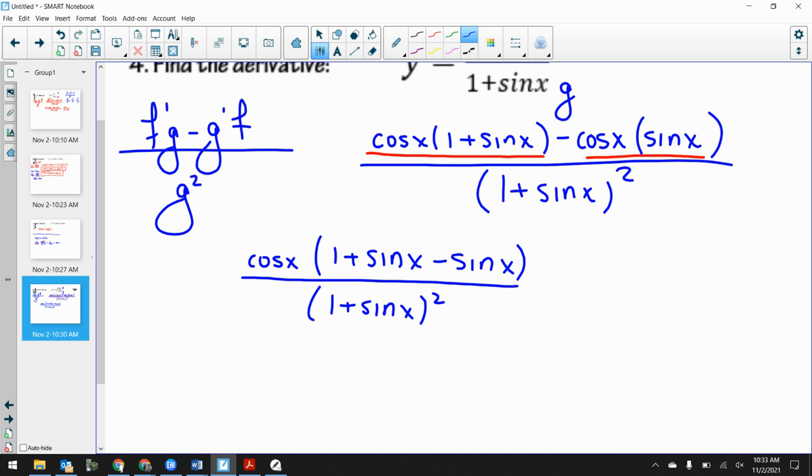And I think we can see that the sine x's are going to cancel. So that's a cosine x times 1, or in other words, cosine x over 1 plus sine x quantity squared. And I think that's the way we have to leave that. Again, if you wanted to FOIL that 1 plus sine x, go for it, but you don't need to.